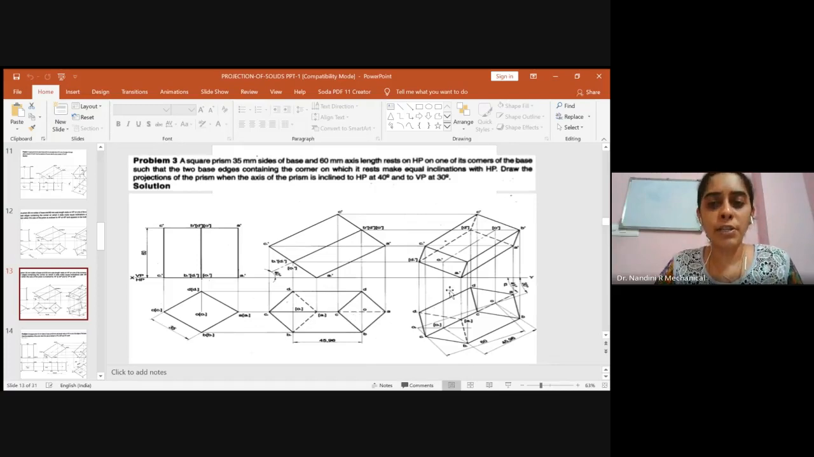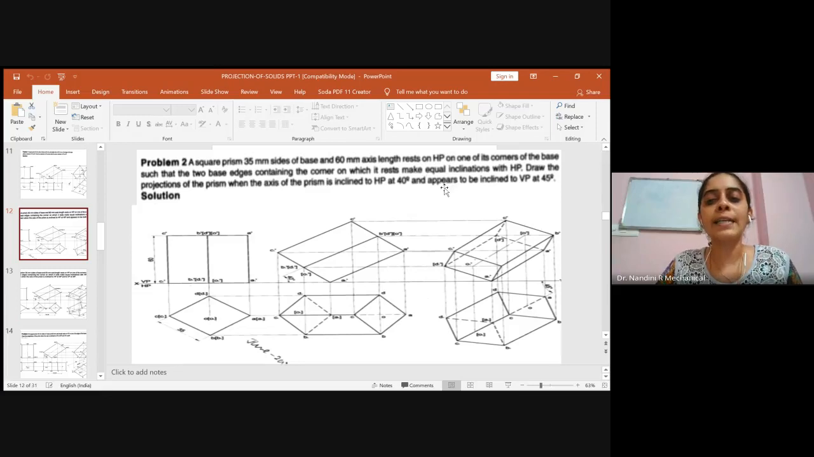The only difference here is in the third stage, it is being told the axis is inclined to VP at 30 degrees. In the previous problem, it was told the axis appears to be inclined to VP. Only the angle is different. It appears to be inclined to VP at 45, and hence we didn't determine the apparent angle beta here.